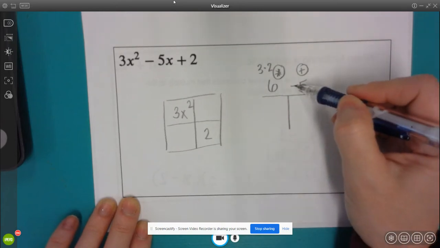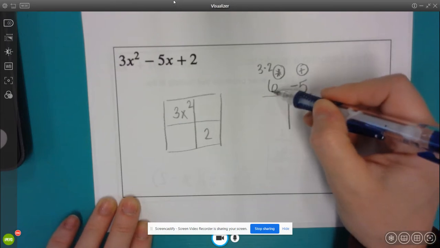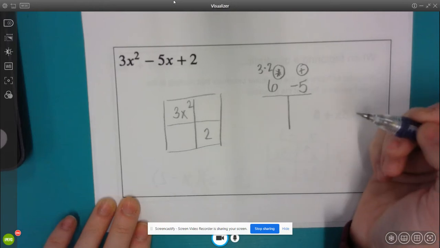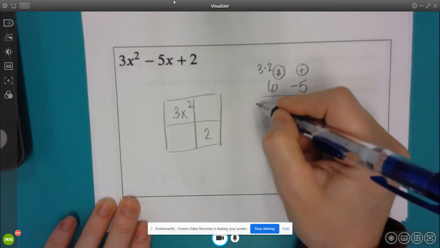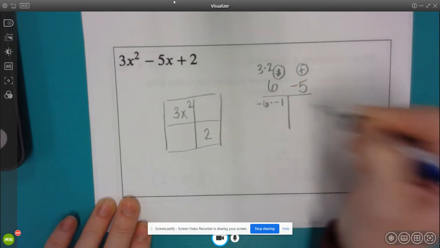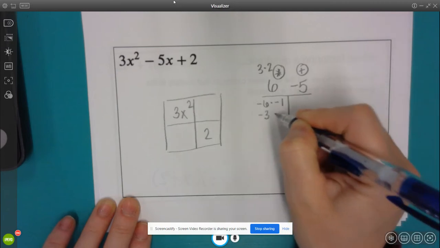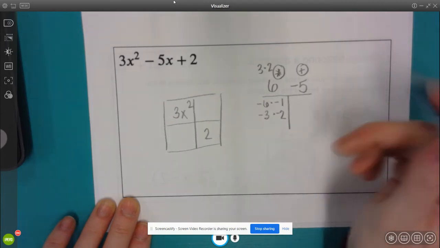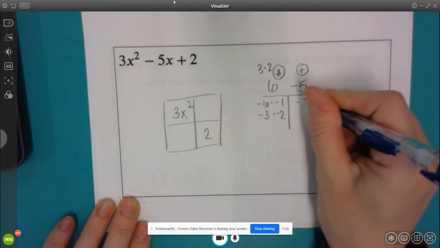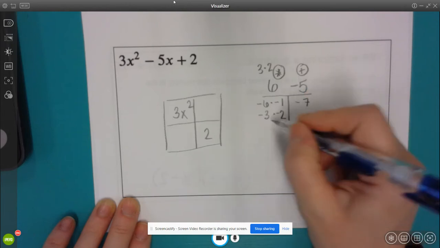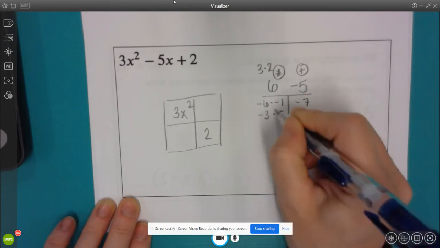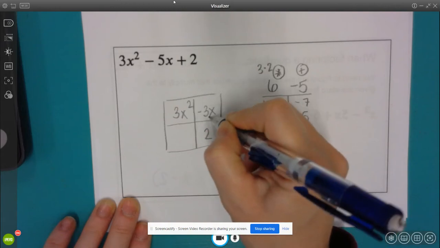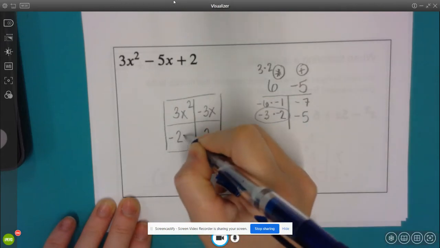So now I'm trying to find factors of 6 that when I add them together, I get negative 5. So since I'm trying to add to make a negative, but multiply to get a positive, I have to make both of my factors negative. So I would have negative 6 times negative 1, negative 3 times negative 2. So those are my only factors of 6. Well, negative 6 and negative 1 would give me negative 7, but negative 3 and negative 2 would give me negative 5. So this would be a negative 3x and a negative 2x.